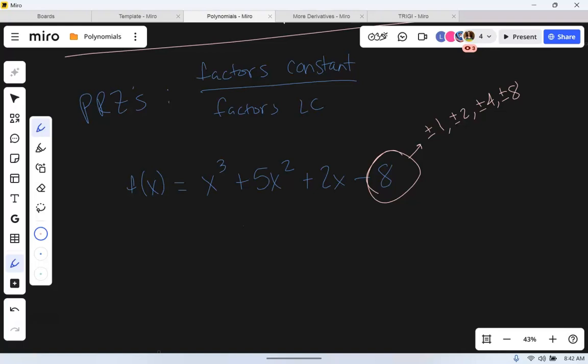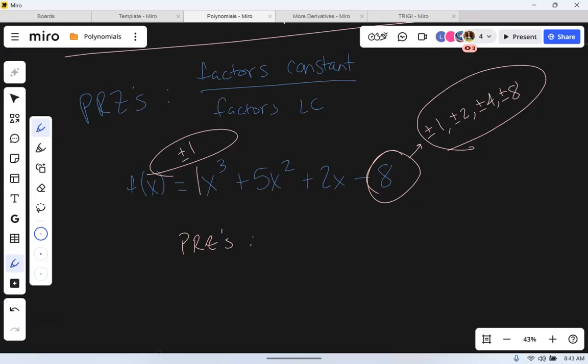Is that all the factors? Yes. What is the leading coefficient? What are all the factors of 1? Plus or minus 1. Are we all okay? I'm going to take every one of these numbers and divide it by every one of these numbers and do every possibility. In this case, it's easy because there's only 2 numbers for the leading coefficient. So my PRZs here would be plus or minus, I'm going to take all of them and first divide them by 1, which just gives me itself.